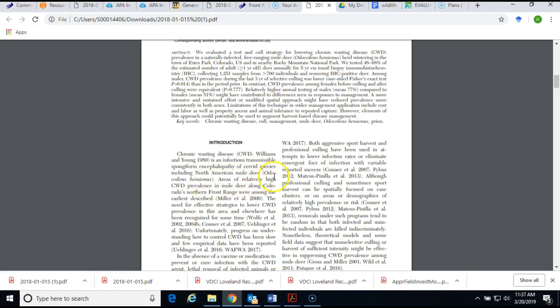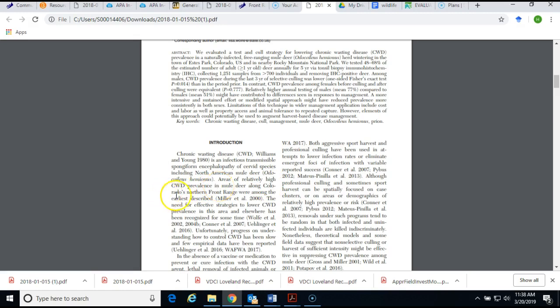Now, notice, too, that the first time a wildlife species is mentioned in a paper, you have to include its scientific name in parentheses and italics after you name the animal. So you can expect from here on they can just say mule deer, but this very first time they had to point out what species they were referring to.